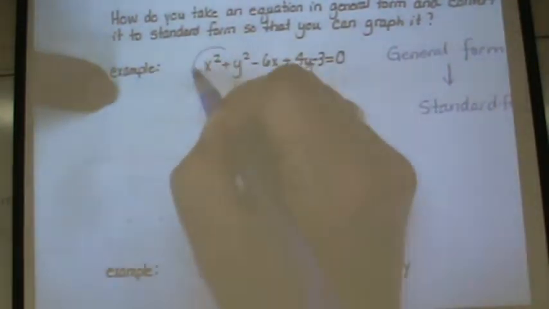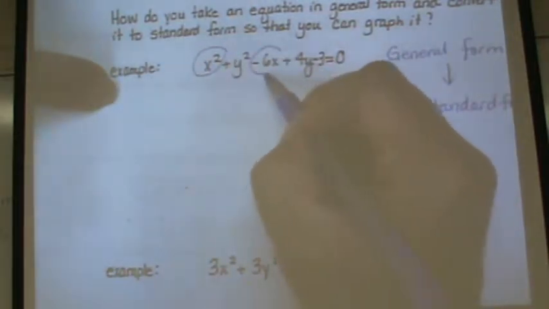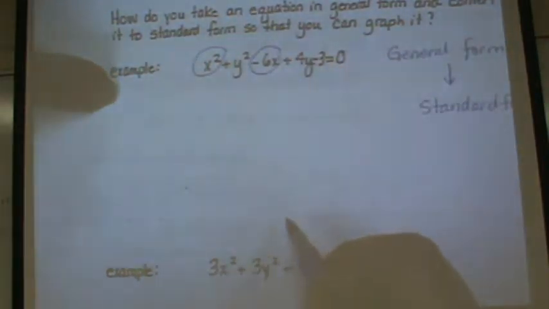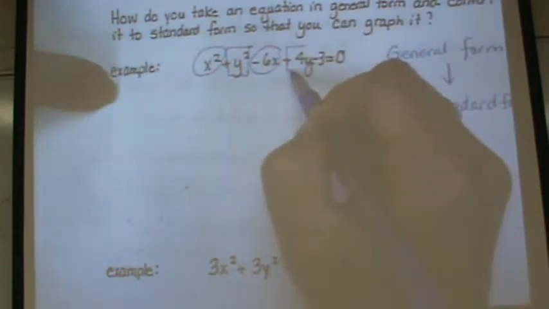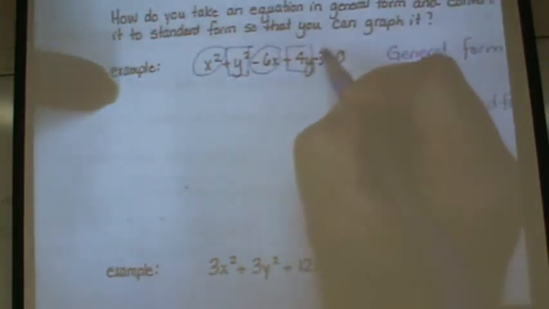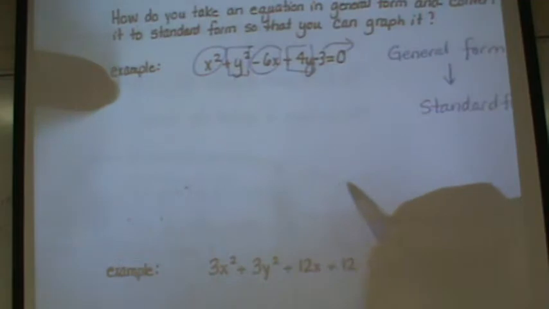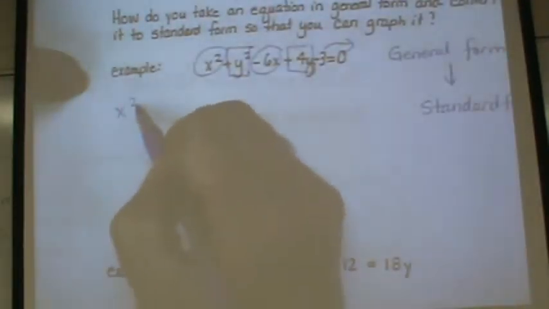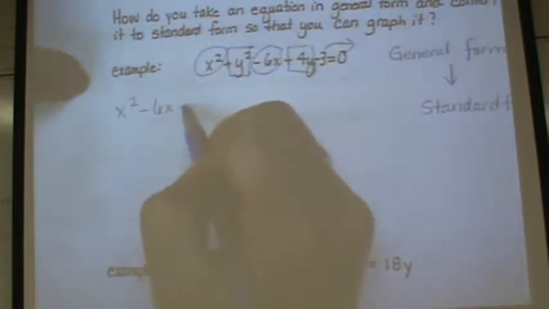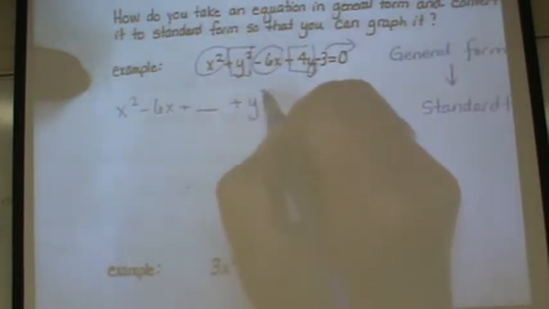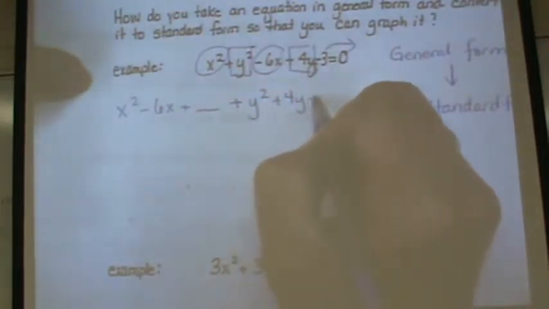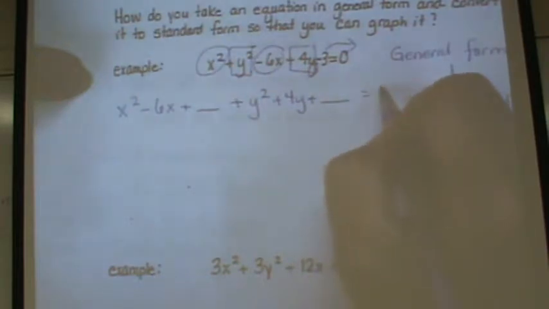So what I'm going to do, check this out. What are these two right here? Numbers. What do you notice? What's in common? X. Okay, variable. And what about these two right here? Those are the y's. And this negative 3 has to go to the other side. So that's what we're going to do. We're going to organize. We're going to write x squared minus 6x plus something. Put a blank. And now let's do the y's. Y squared plus 4y plus something equals 3.